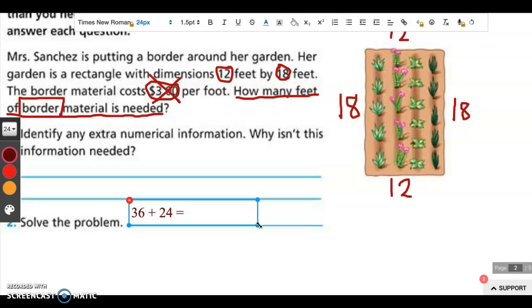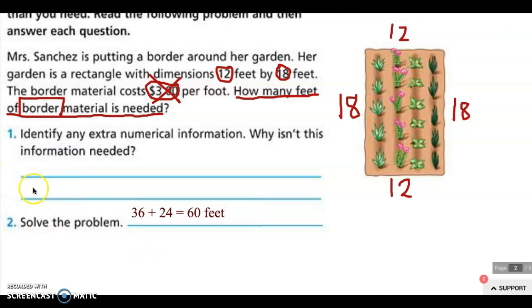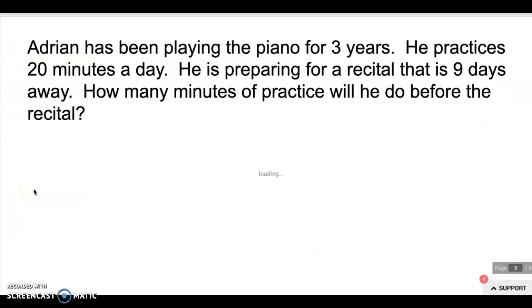Looking at it right now, I see that I can group 6 and 4 ones together to make a 10. So I would go ahead and do that. And I have 3 tens plus 2 tens is 5 tens plus the one I grouped together. I'm left with 60. Looking back at my question for my label, how many feet of border material is needed? I'm going to label it 60 feet. All right, let's move on.